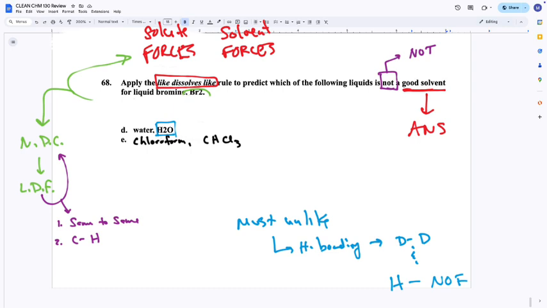Does that make sense? So you have to hold that definition for hydrogen bonding. It's not just the presence of hydrogen. It's that the hydrogen is physically bonded to nitrogen, oxygen, or fluorine. Make sense? So our answer is D.